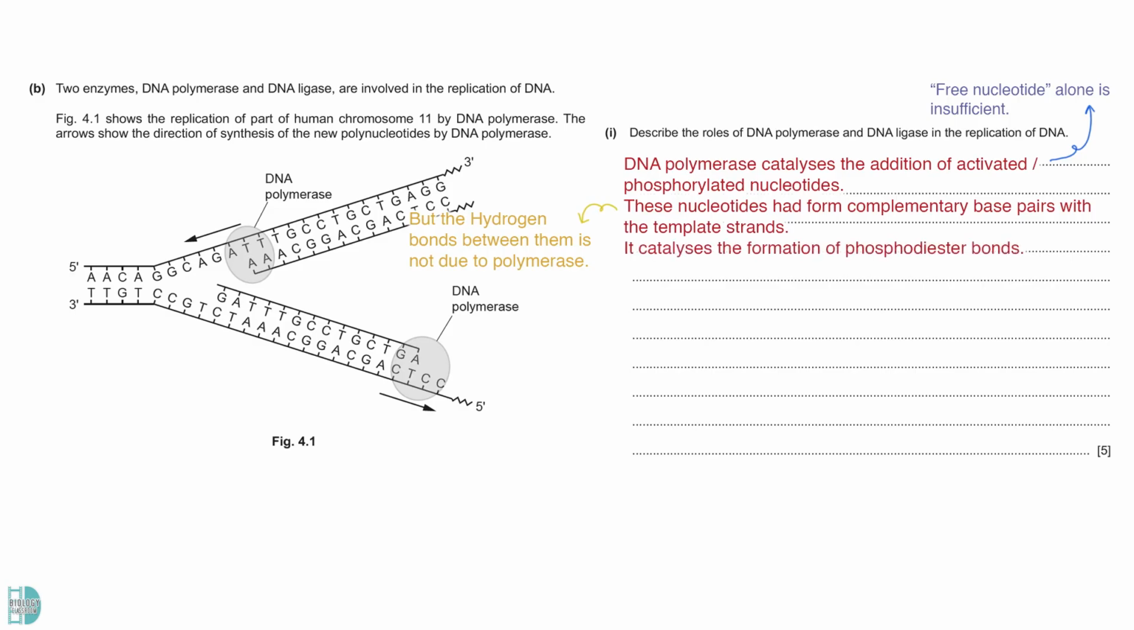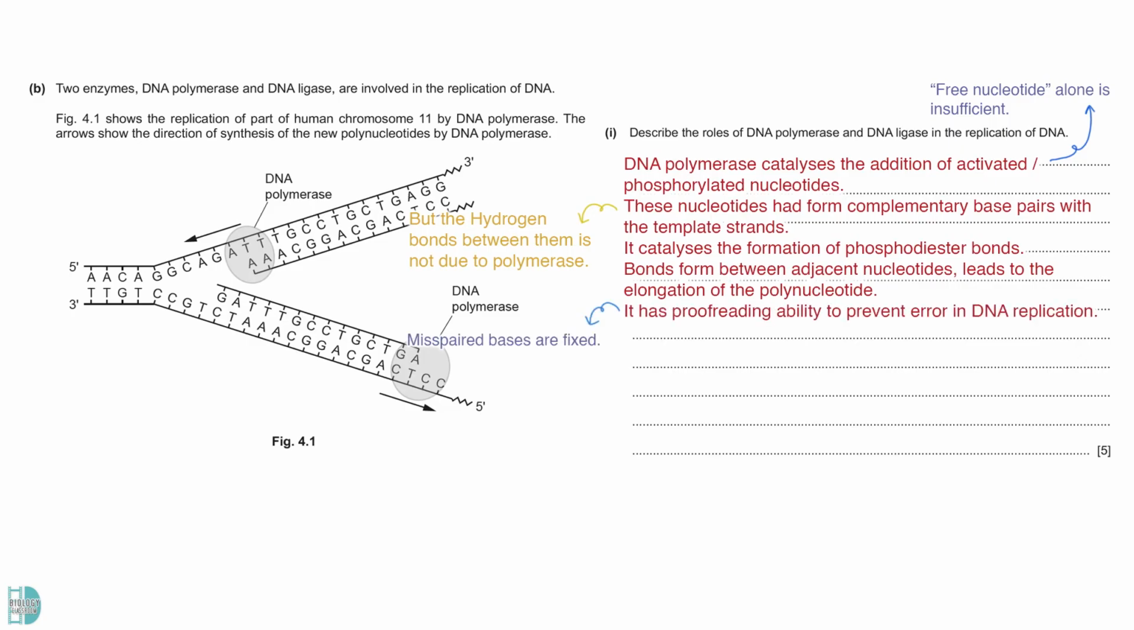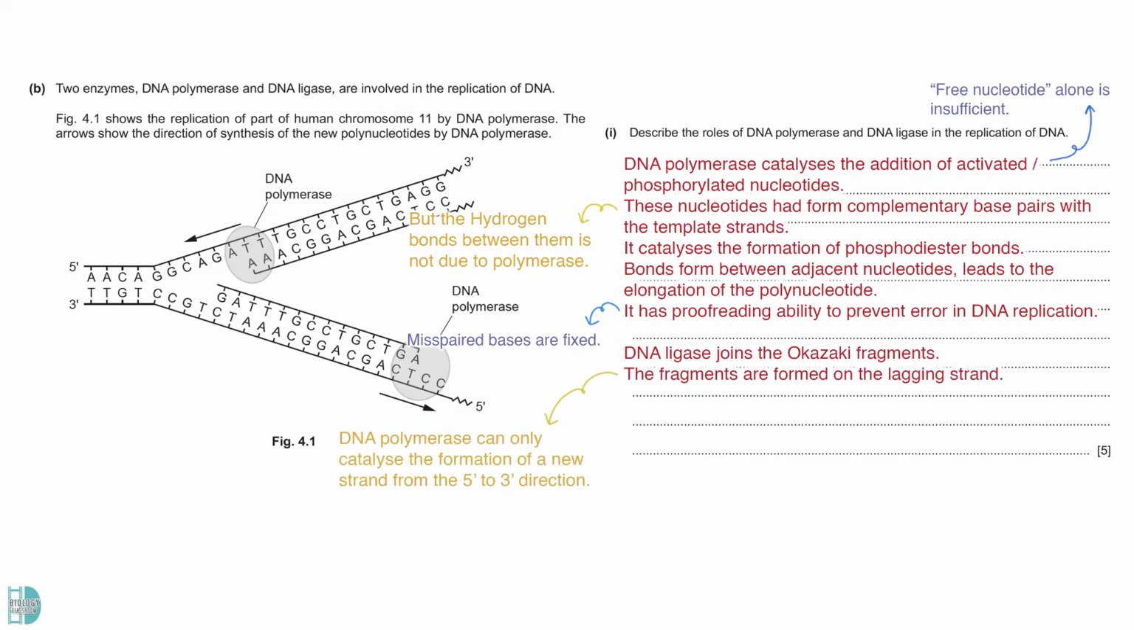The enzyme catalyzes the formation of phosphodiester bonds between the adjacent nucleotides. This elongates the strand. DNA polymerase also has proofreading ability. It can fix the mispaired bases in the process. DNA ligase joins the Okazaki fragments together. It occurs on the lagging strand. This is because DNA polymerase can only form a new strand from the 5' to 3' direction.